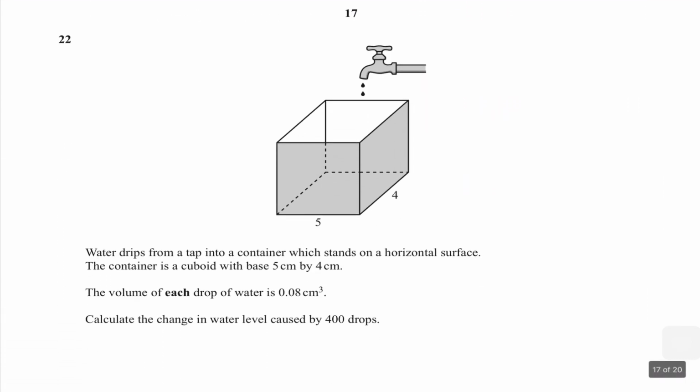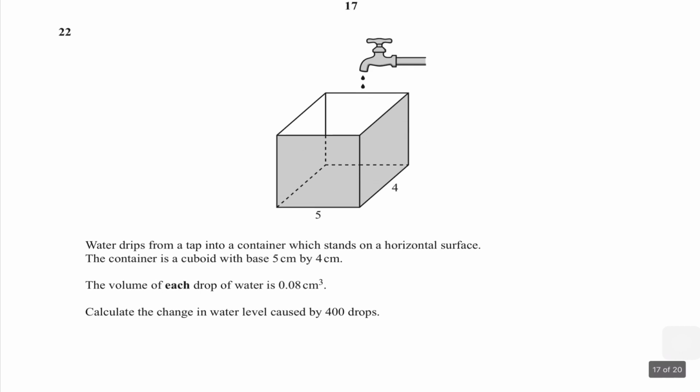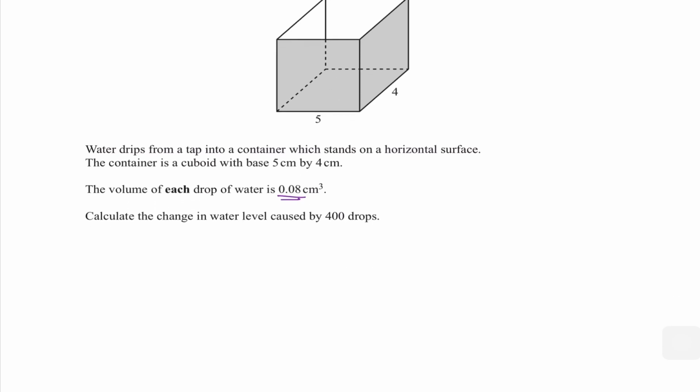Let's do question number 22. So question number 22 says water drips from a tap into a container which stands on a horizontal surface. The container is a cuboid with base 5 cm by 4 cm. Alright. The volume of each drop is 0.08 centimeter cube. Calculate the change in water level caused by 400 water drops.